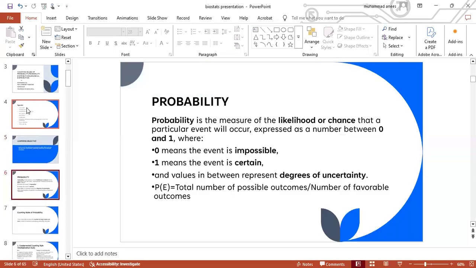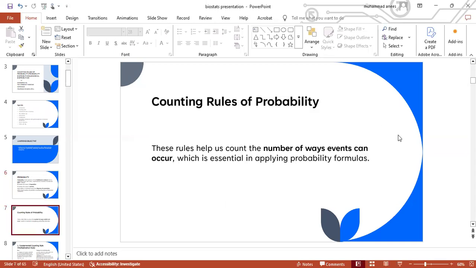First, what is probability? It is the measure of the likelihood or chance that a particular event will occur, expressed as a number between 0 and 1, where 0 means the event is impossible, while 1 means the event is certain, and values in between represent the degrees of uncertainty. The formula is P(E), which represents the probability, is equal to the number of favorable outcomes divided by the total number of possible outcomes. Now, what are the counting rules of probability?